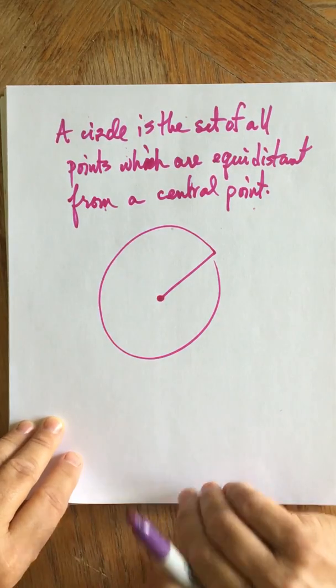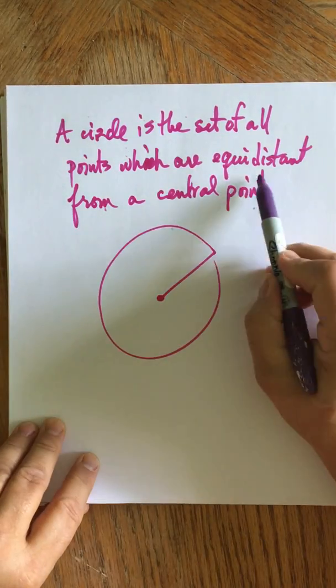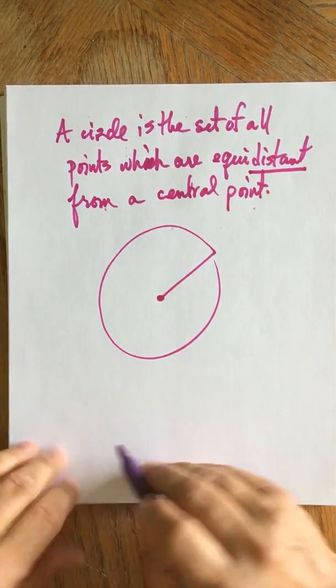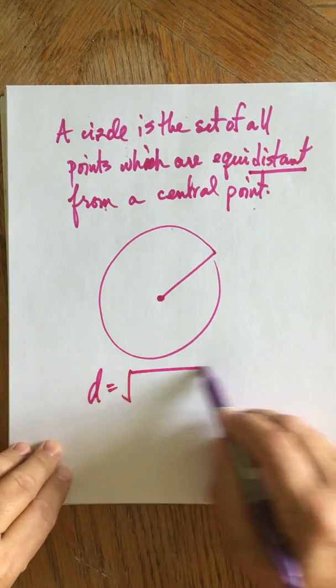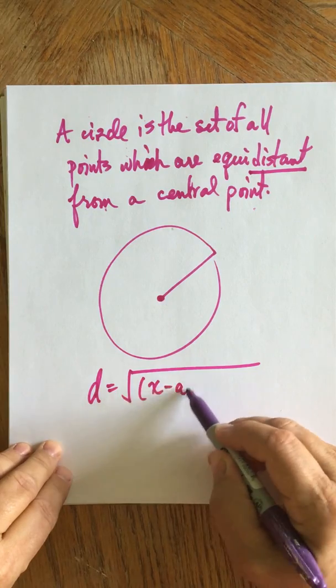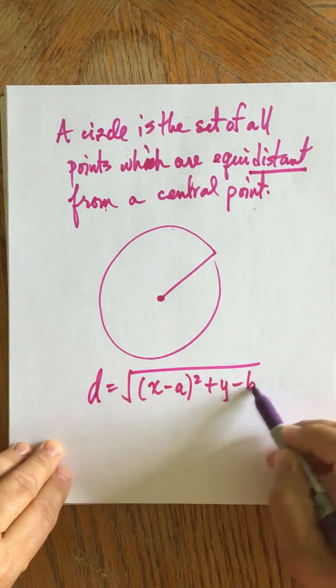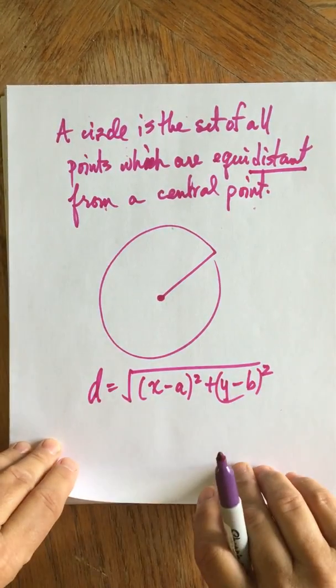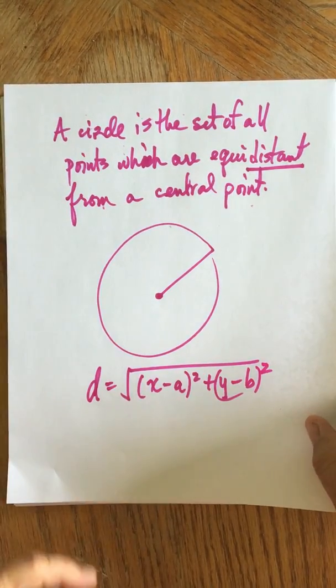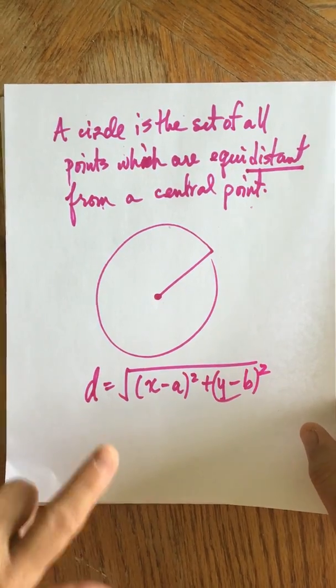Now, since we are talking about distance, you might think about appealing to the distance formula. Distance is the square root of x minus a squared plus y minus b squared, where a and b are just the center, the central point. But I want to make this a little bit simpler. We can center the circle on the origin.